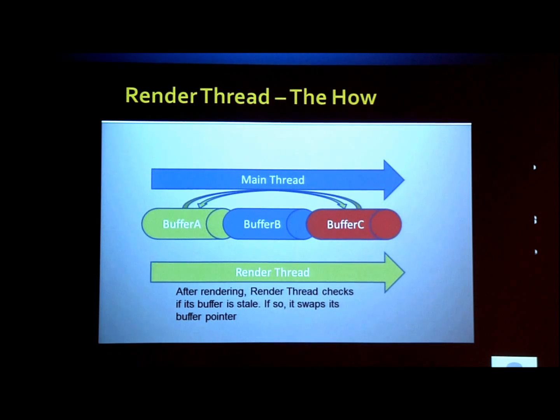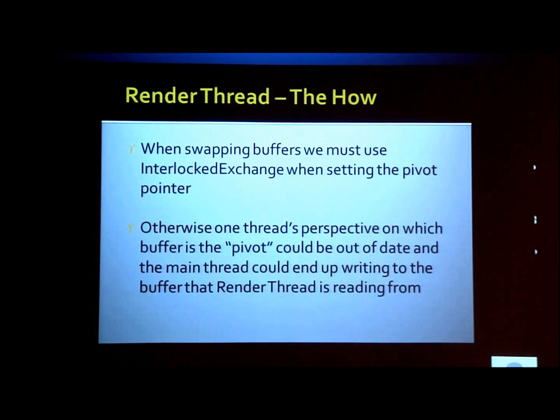And it's not a synchronization barrier like the double buffering, but we do have to do a tiny synchronization. I'll talk about that in just a second. So when swapping buffers, we have to use interlocked exchange when setting the pivot point. And this is very important, because interlocked exchange, what it's essentially doing is blocking that area. So imagine a fine-grained lock happening on that pointer set.